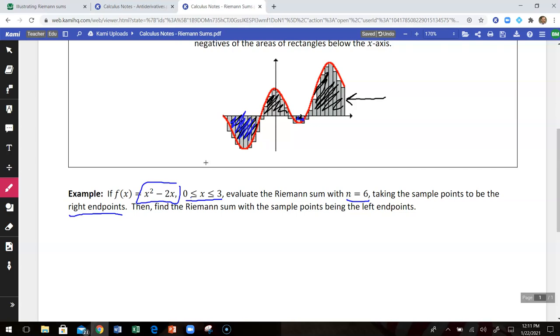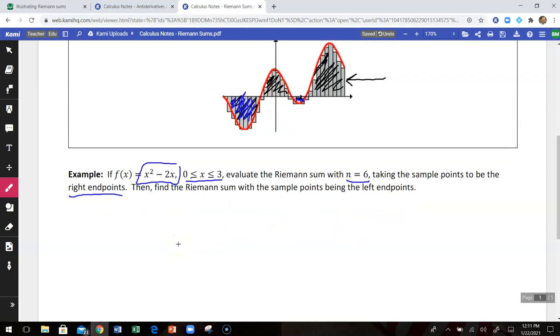Then it says to find the Riemann sum with the sample points being the left endpoints. So we're going to do this with right endpoints and with left endpoints. If I use the right endpoints, I'm going to call this the area with 6 intervals using my right endpoints, so I'm going to say R base 6 here.